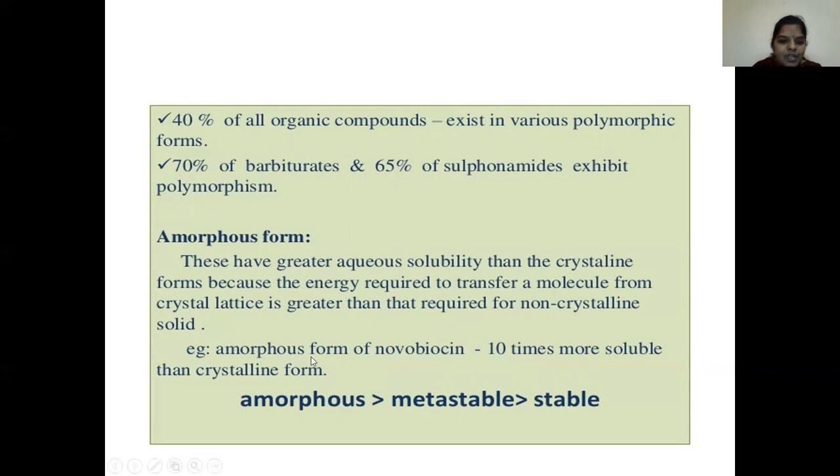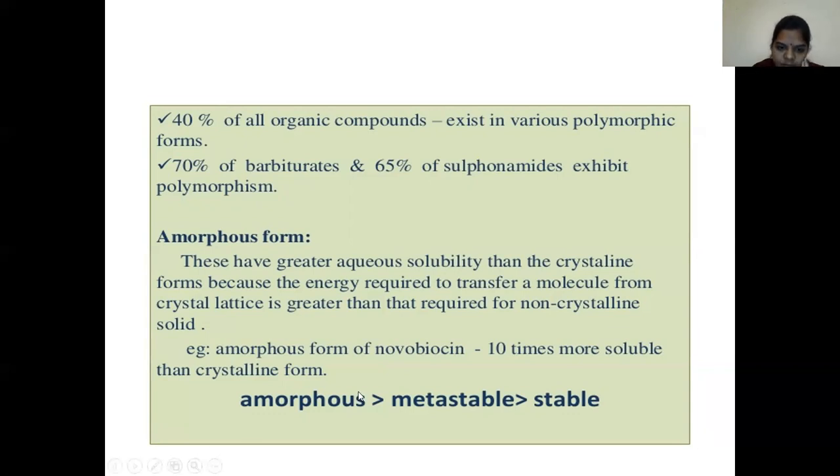So, an example is the amorphous form of novobiocin, which is 10 times more soluble than the crystalline form. Suppose your novobiocin has two forms, amorphous as well as crystalline. The amorphous form is 10 times more soluble than the crystalline form because the crystals are formed by the use of covalent bonds. Definitely, you require some external energy to break down the crystal or to enhance its dissolution, absorption or bioavailability. These three are consequent processes which undergo absorption, right?